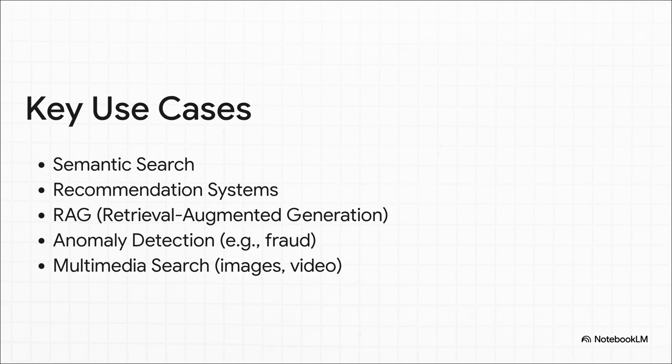You've got Semantic Search, which finds documents based on similar meaning. Recommendation systems suggest movies by finding users with similar taste. Anomaly detection can spot a credit card transaction that isn't similar to your normal spending habits. It even powers multimedia search, letting you find images that are visually similar to another one.